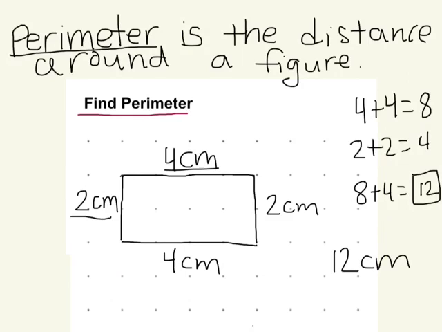Did you remember to label your perimeter with cm, which is the abbreviation for centimeters? We always label our perimeter with whatever unit that we're measuring. It could be inches, or it could be centimeters, or it could be feet. You just have to pay close attention to the figure and how you measured the sides.